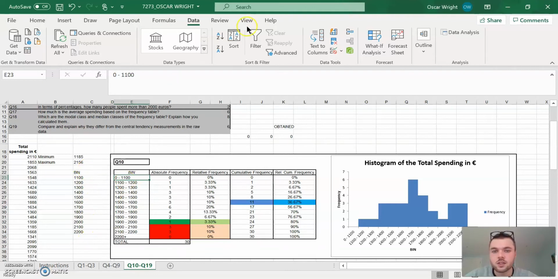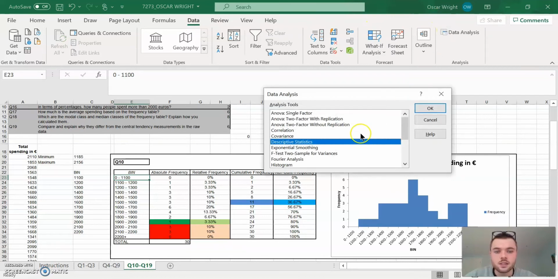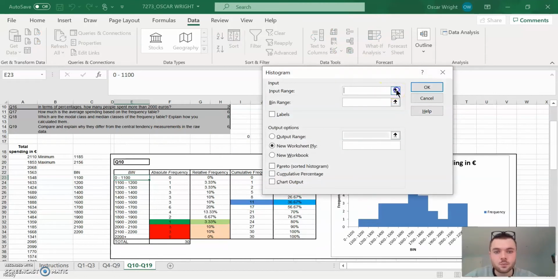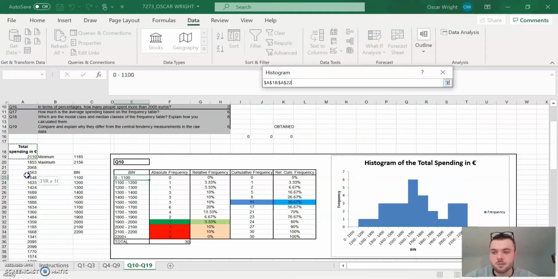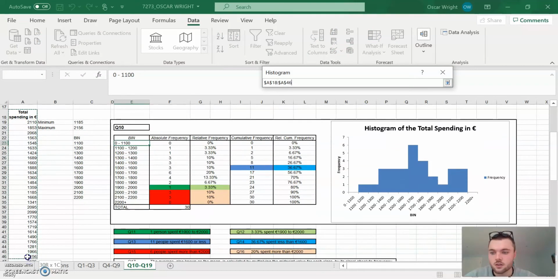Then what we need to do is go onto our data tab. We need to click on data analysis at the top, and this time we click on histogram, as we wanted to create a histogram graph and the frequency table. So we click OK. We select the input range, which is the same. Again, we're going to keep continuing to include the label.